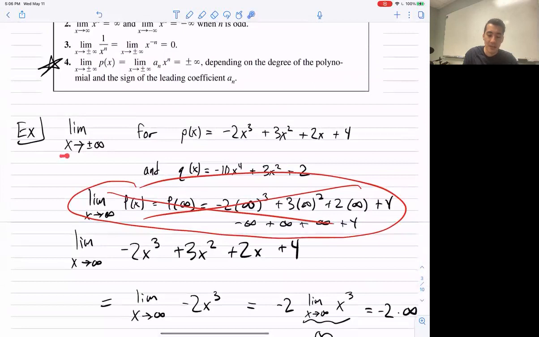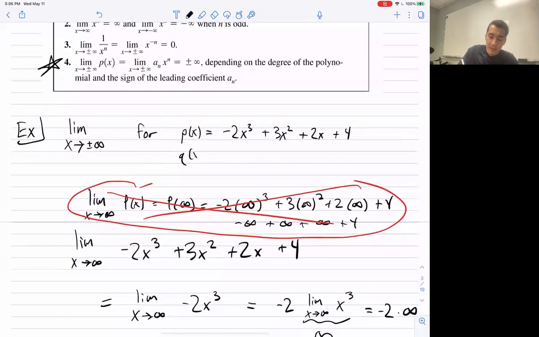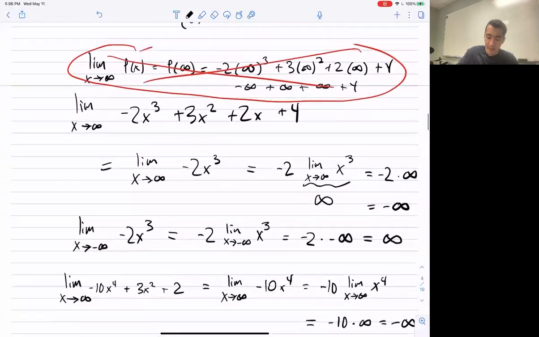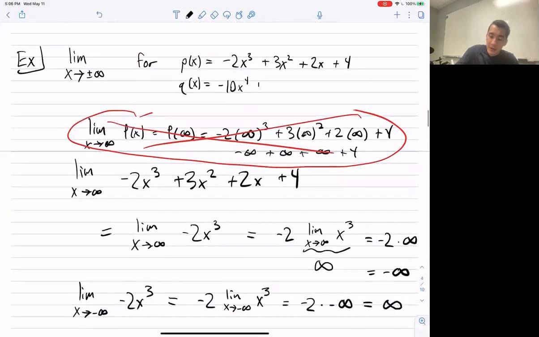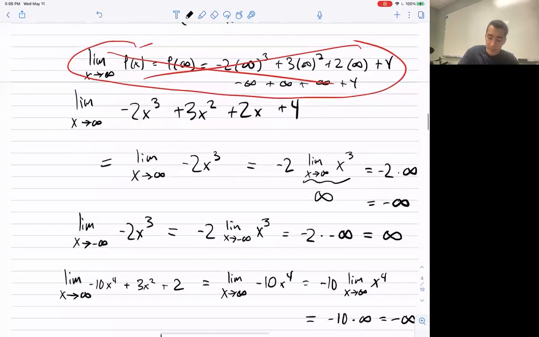Here's an example. I want to take the limit as x goes to plus or minus infinity for the following two polynomials. This is really hard to read, so let me rewrite it. For p of x, and let's call q of x equal to negative 10x to the fourth plus 3x squared plus 2.